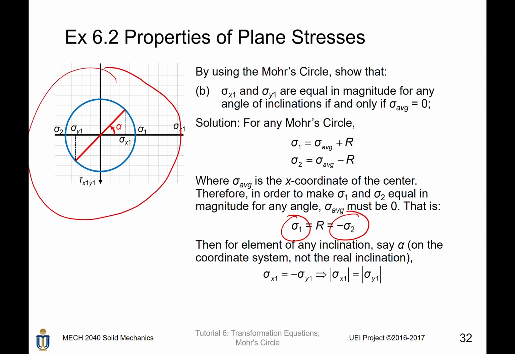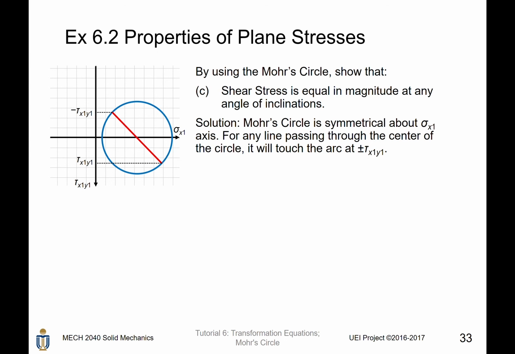For this Mohr circle, as long as it has equal magnitude of principal stresses, the direct stress at any angle of inclination can be found in this way, and then you can find that they are automatically the same. Therefore, we draw a conclusion that sigma x1 and sigma y1 are equal in magnitude for any angle of inclinations if and only if the average lies at the origin. Shear stress is equal in magnitude at any angle of inclinations.